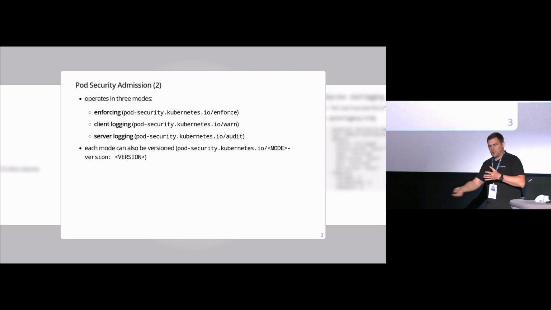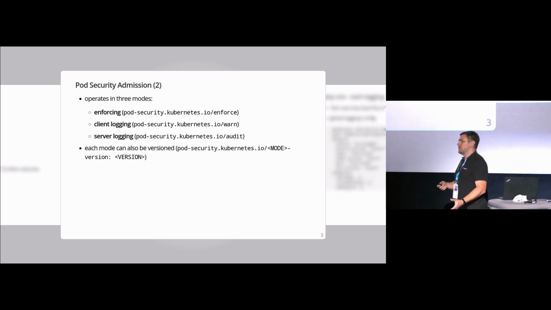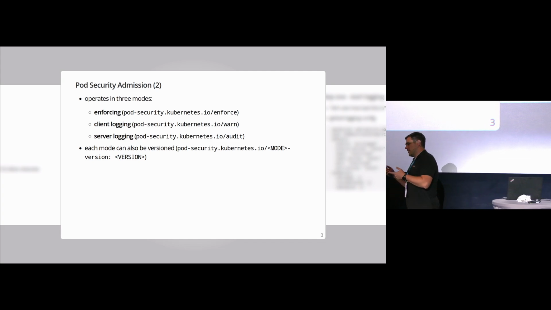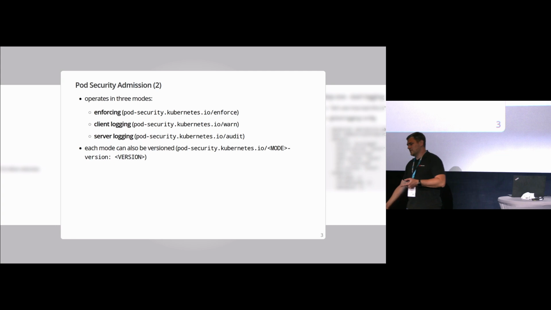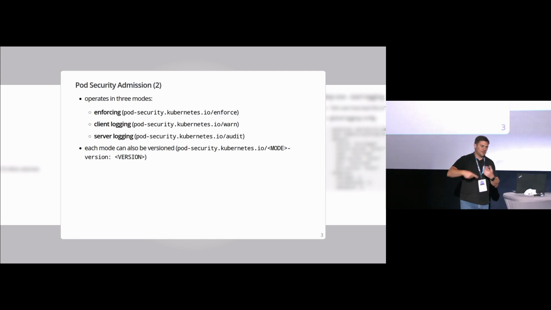The client logging is happening just from kubectl commands. You would see a warning that actually happens in a response. You would get a warning header. The server logging is logged into the audit logs. And a really good thing about all of this is that each of these modes can be versioned. So you can run enforcement in the n-1 version, whereas you run logging in the n version, and you see whether you are getting some violations or not. And this lets you roll out through enforcement versions.